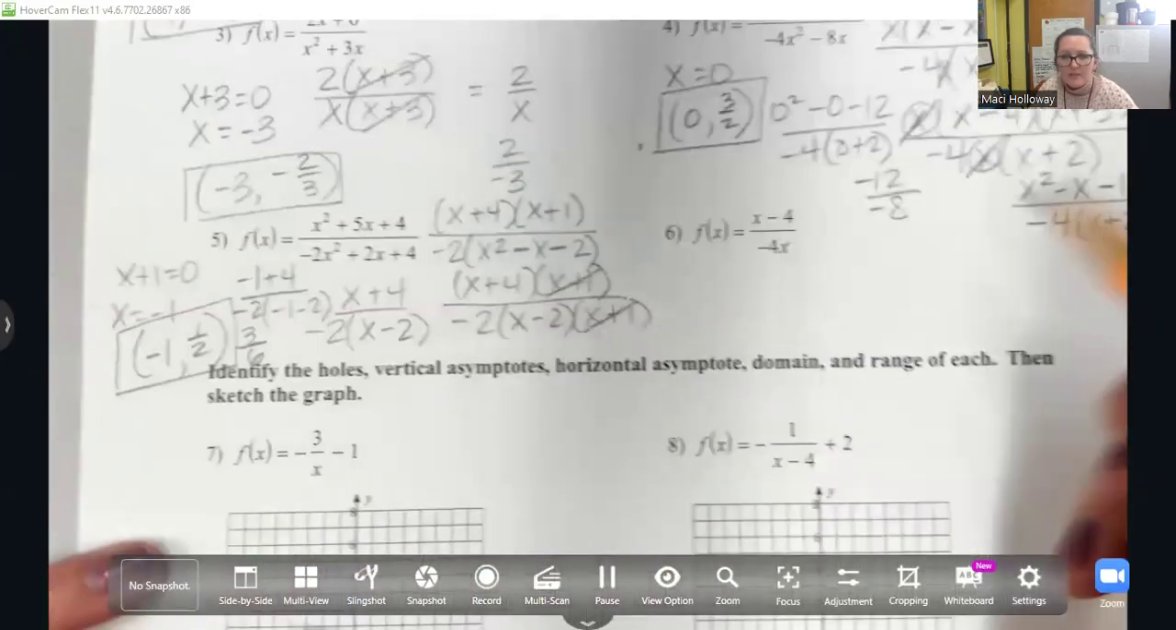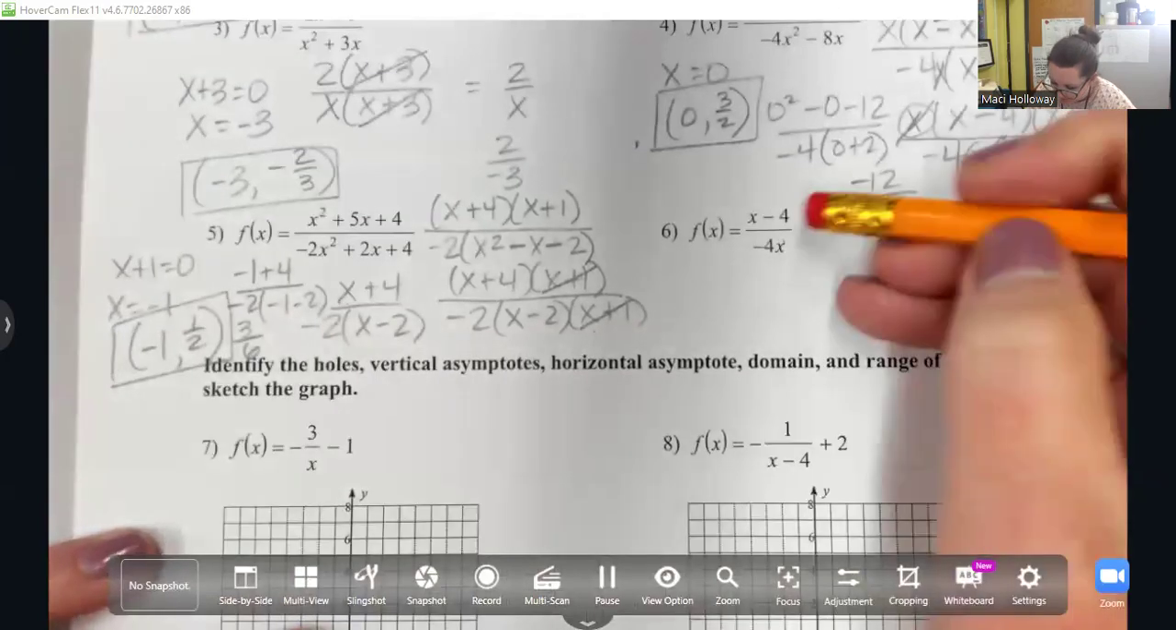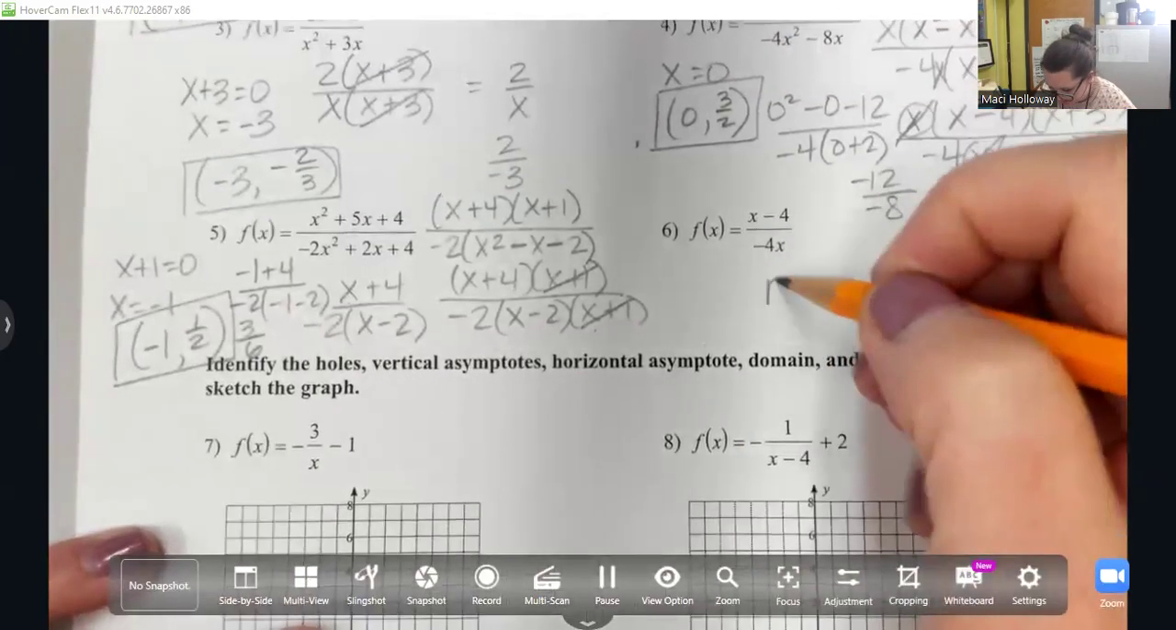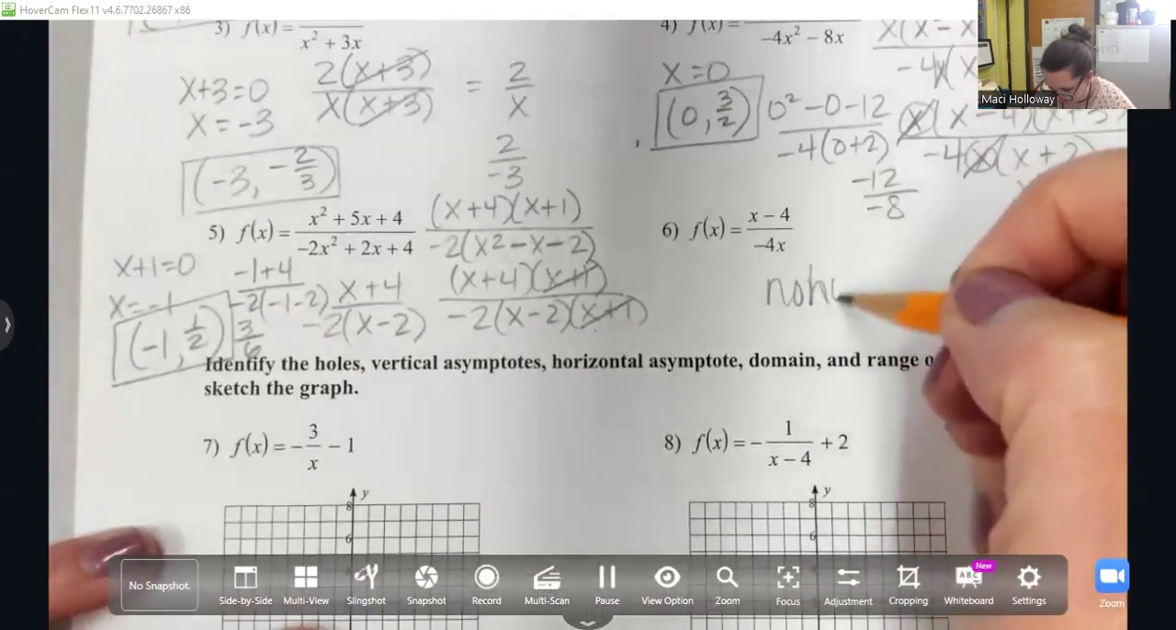Let's look at number 6. It's already factored. There's nothing else that I can factor out. So this one has no hole actually.